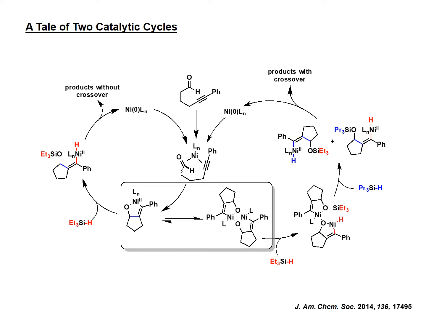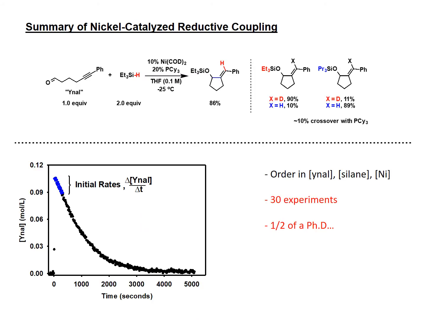But we had other experiments to support this to go with the crossover, but it really took us a long time to get the kinetic data to even enter the realm of doing the other experiments that we needed. So to summarize this, what ended up being half of a PhD thesis, it took us 30 experiments just to get the data that we needed to decide we still didn't know what the silane was doing and had to do more work. That's not a failure or an indictment of the kinetics. The kinetics are what they are.